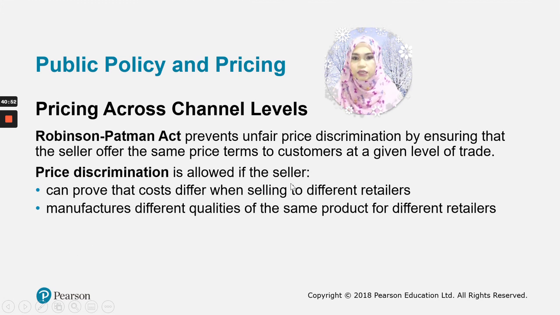Okay, and it can also be done if the manufacturer makes different qualities of the same product for different retailers. Like a pencil, for example. Some pencils are grade AAA quality. The manufacturer produces that for this particular retailer, therefore the price is very expensive. It could be the same pencil, but for a different retailer who says, I don't want AAA quality, just give me 1A quality. So that could be cheaper for them to buy from the manufacturer, right?